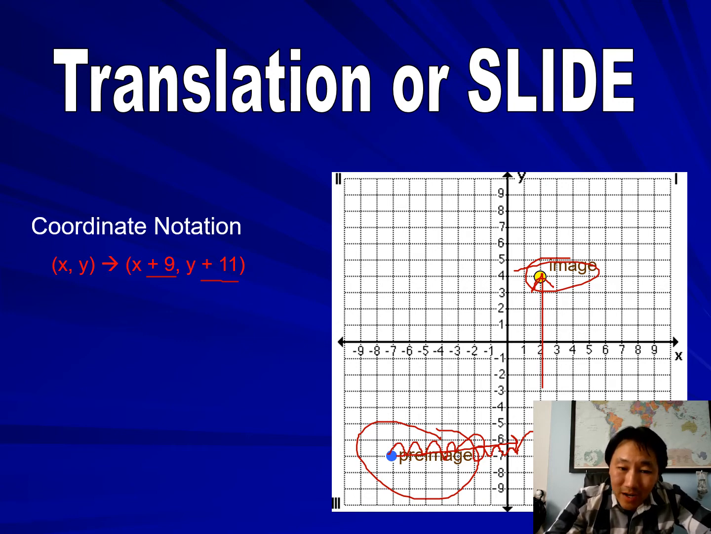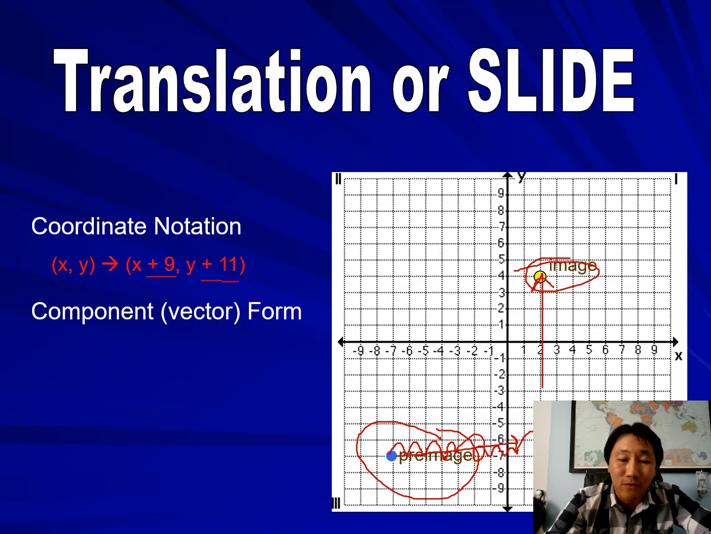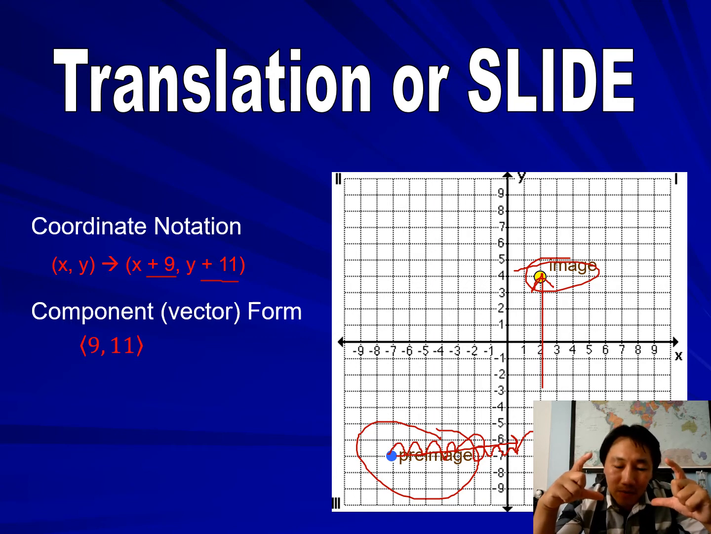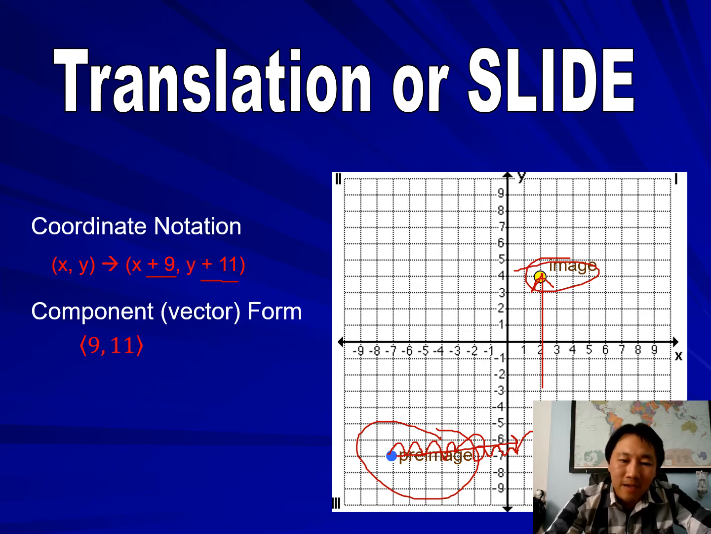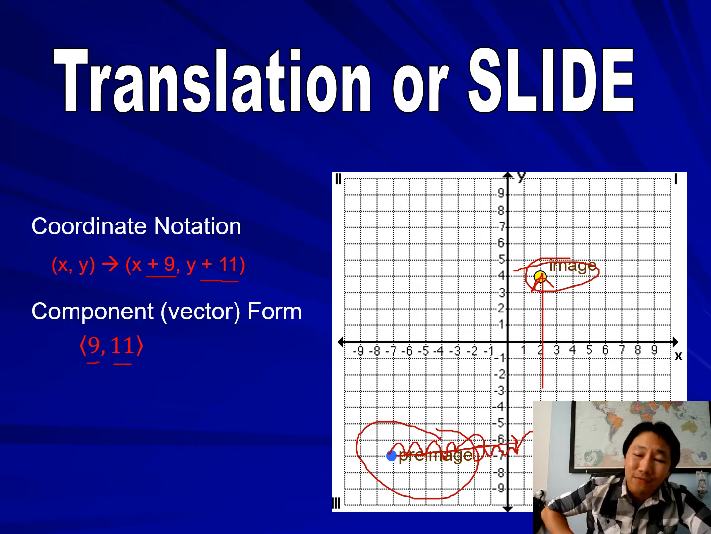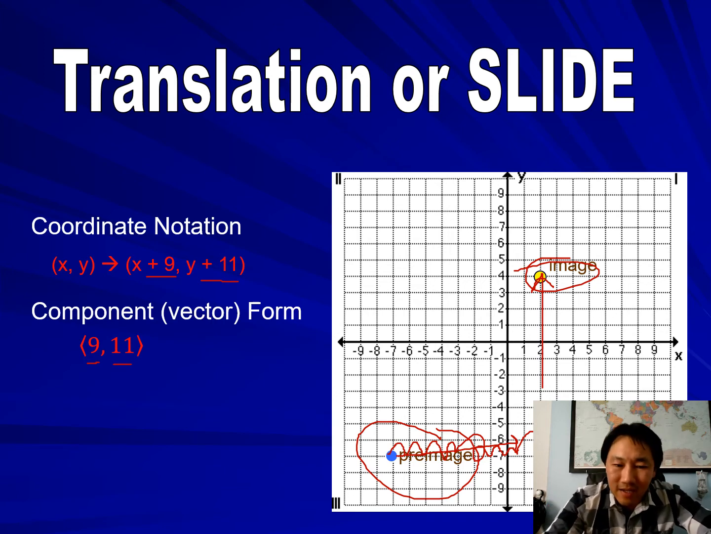There's another way to write this. We call it component form or vector form. It's a shorthand way of writing it. It's in corner brackets, and you can just say 9 in the x direction and 11 in the y direction. This is more like a physics way of writing the translation.